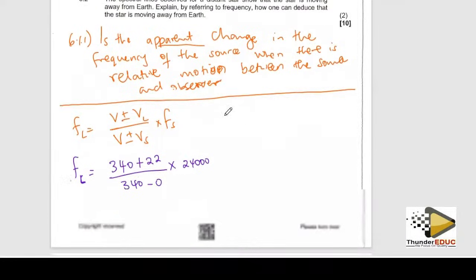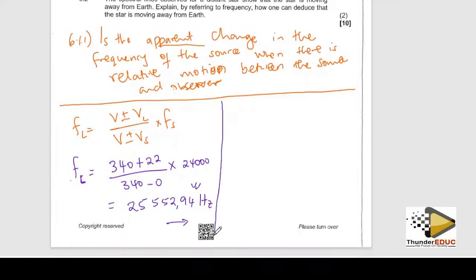So when this frequency is reflected, now the car acts as the source. The frequency of the source is 25,552.94 hertz. Now we want the frequency that is detected by the device. We know that the velocity is still 22, that is the velocity of the source.